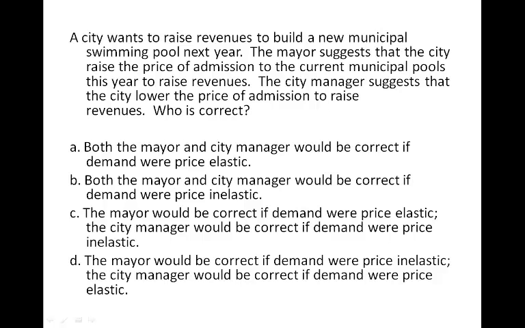So a city wants to raise revenues to build a new municipal swimming pool next year. The mayor suggests that the city raise the price of admission to the current municipal pools this year to raise revenues. The city manager suggests that the city lower the price of admission to raise revenues. Who is correct? Well, the mayor would be right if the demand for municipal swimming pools is inelastic, and the city manager would be right if the demand were elastic. So remember, if it's inelastic, raise price, raise total revenue. If it's elastic, raise price, lower total revenue, or lower price, raise total revenue.